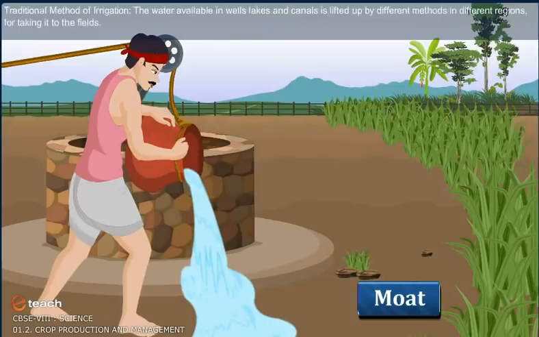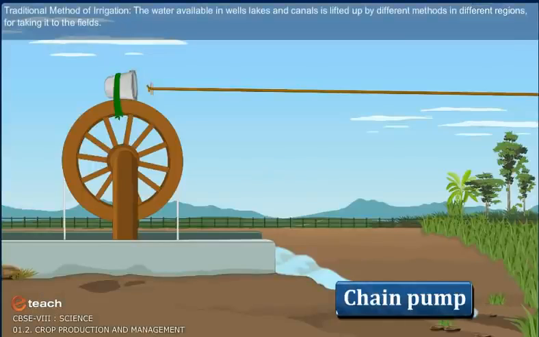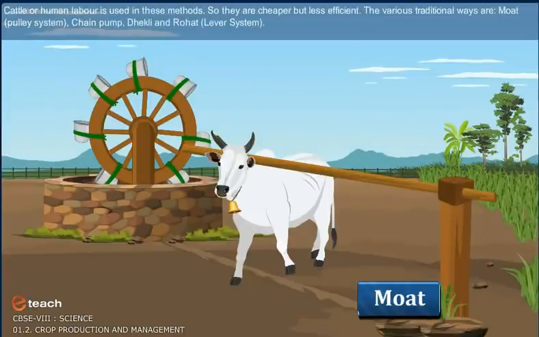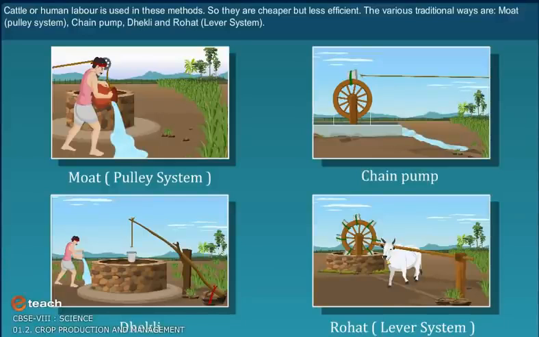Traditional methods of irrigation. The water available in wells, lakes, and canals is lifted up by different methods in different regions for taking it to the fields. Cattle or human labor is used in these methods, so they are cheaper but less efficient. The various traditional ways are moat, pulley system, chain pump, dhekli, and rahat, lever system.